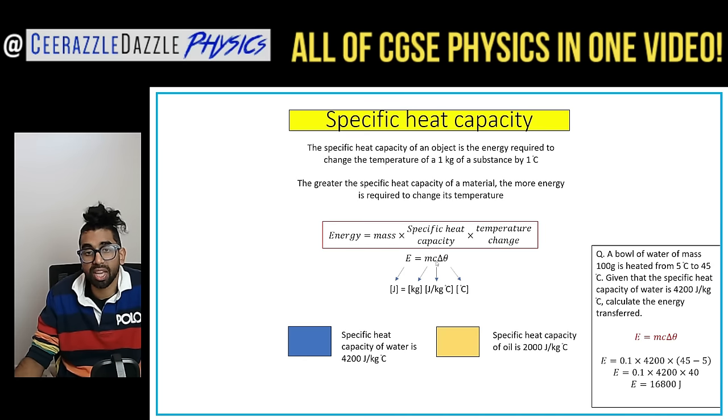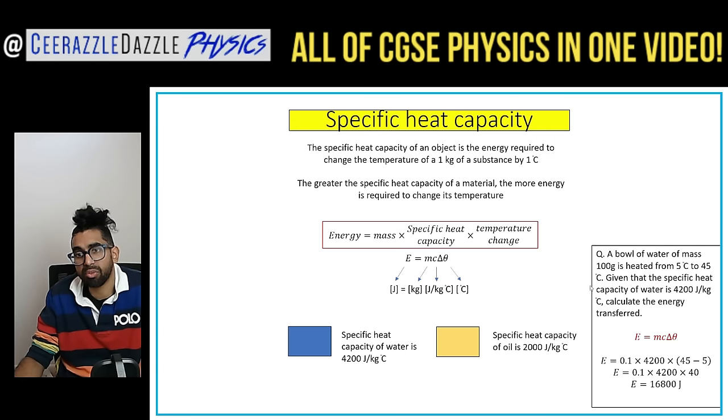E is equal to mc delta theta, where energy is measured in joules, mass in kilograms. The specific heat capacity is in joules per kilogram degree Celsius. The temperature change delta theta will be in degrees Celsius. And look, here's an example over here. We can see that water has a specific heat capacity of 4,200 joules per kilogram degree Celsius, and the specific heat capacity of oil is 2,000 joules per kilogram degree Celsius. So we can clearly see that it would take you more energy to heat up the water than the oil. Yes, you should be aware of that with regards to cooking. Yes, it will take you more energy to heat up a pan of water compared to a pan of oil.